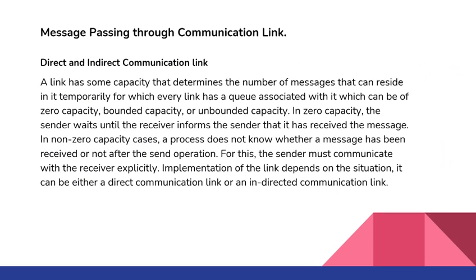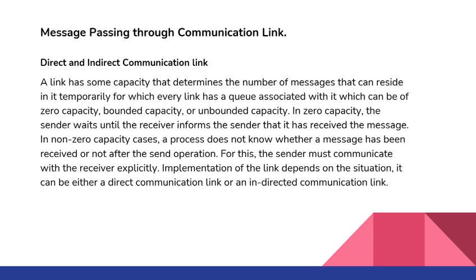A link has some capacity that determines the number of messages that can reside in it temporarily, for which every link has a queue associated with it, which can be zero capacity, bounded capacity, or unbounded capacity. In zero capacity, the sender waits until the receiver informs the sender that it has received the message. In non-zero capacity cases, a process does not know whether a message has been received or not.